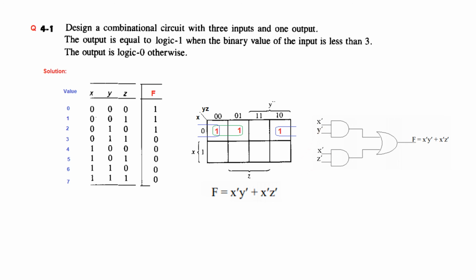So I hope this gives you an understanding about the adders and subtractor circuits of the combinational logic. Thank you.